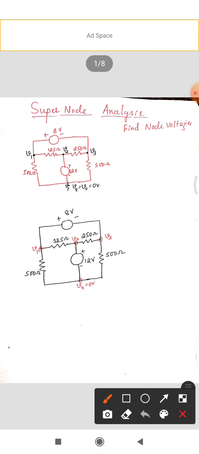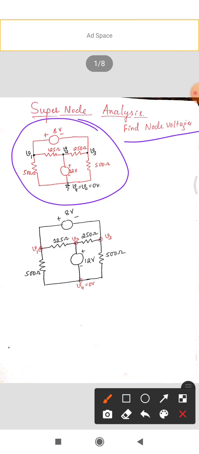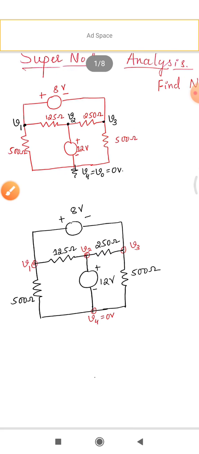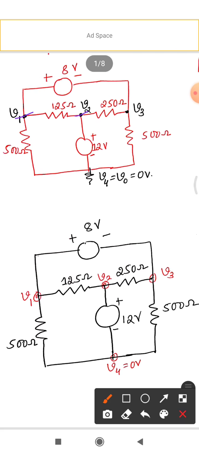For that, let's begin with a simple circuit. They have asked us to find the node voltages. In this circuit diagram they have already mentioned the nodes, so what we can do is identify those nodes 1, 2 and 3, and this one is V0. The fourth node you can take as a reference node, whose potential is 0 volts.